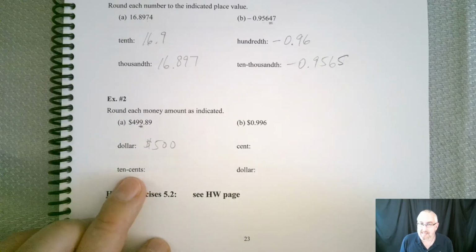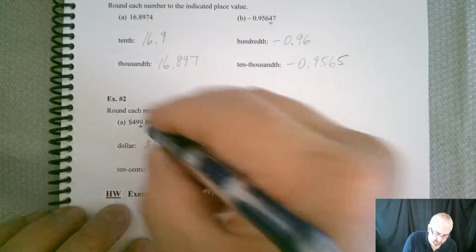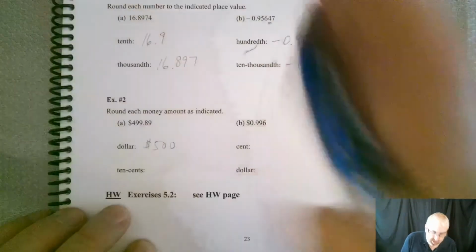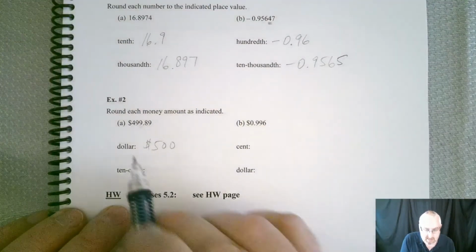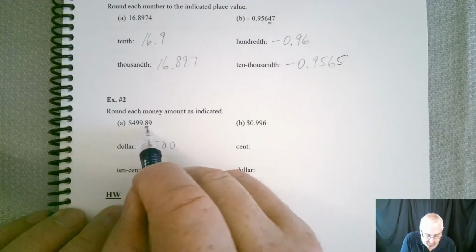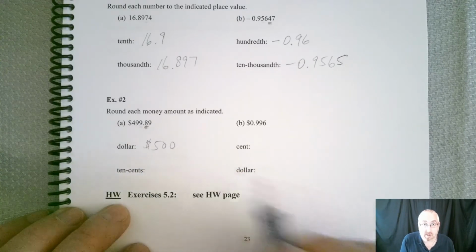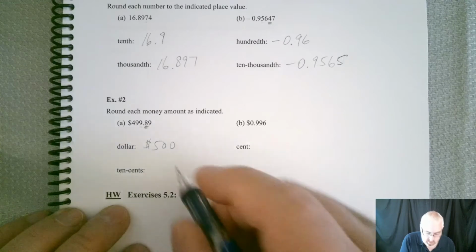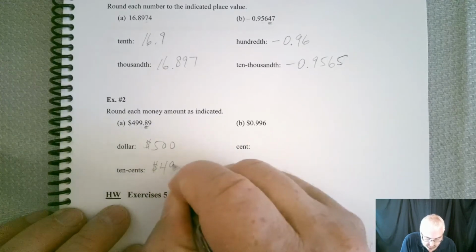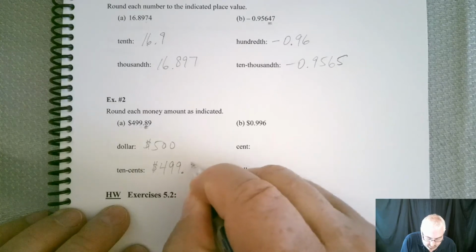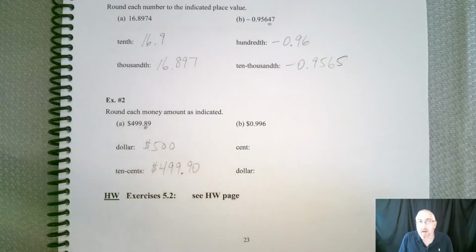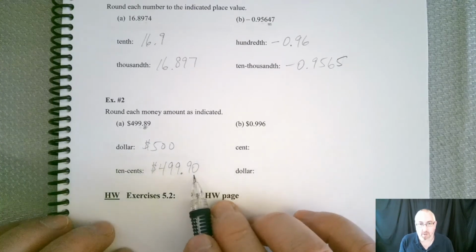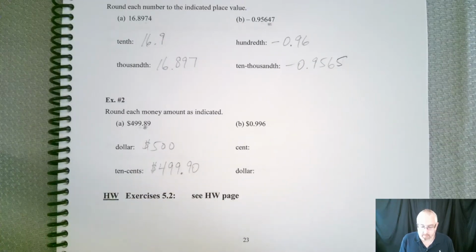How about the nearest 10 cents? So what digit are we looking at for the nearest 10 cents? So yeah, we're going to have to be looking at this 8. That's the nearest 10 cents. So the number to the right is a 9, so we got to add 1. So this is going to be $499.90. So here, that extra 0 is encouraged because we're talking about money. So we always like 2 decimal places when we're talking about dollars and cents. So in this case, we do want to put that 0 in.